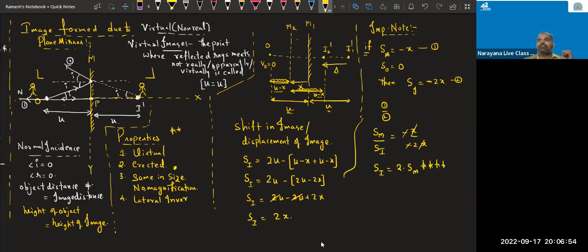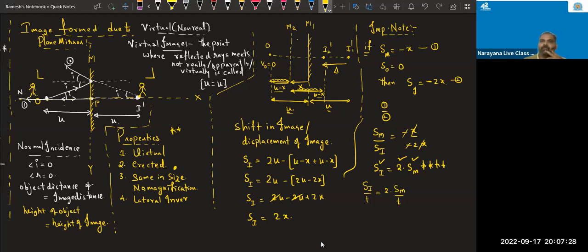Kindly remember this at your fingertips. Displacement of image equals how many times the displacement of mirror? Two times the displacement of mirror. From this equation you can directly consider it. Now, if you divide both sides by time, displacement of image by time equals 2 into displacement of mirror by time.